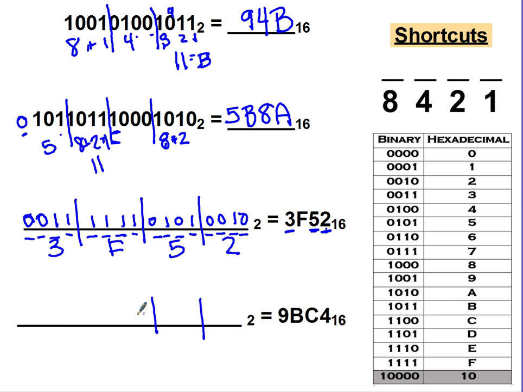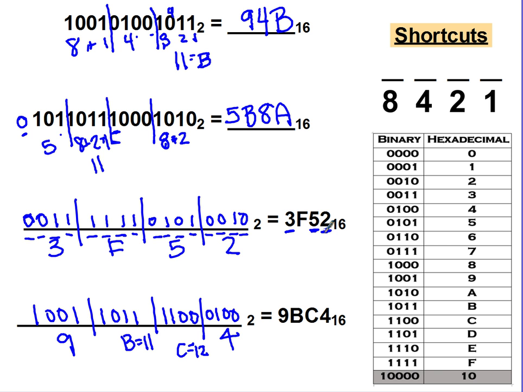I got one more example here. Doing a quick and easy conversion, I've got 4, which is C, remember, which is going to be 12. So it's going to be 8 plus 4. B, which is 11, is going to be 8 plus 3. And then 9, which would be 8 plus 1.